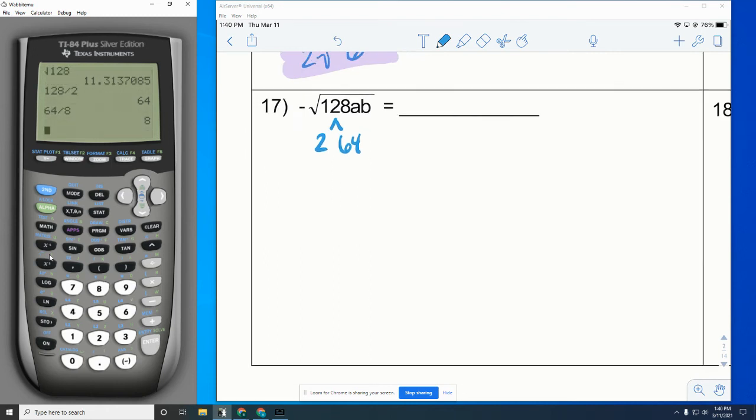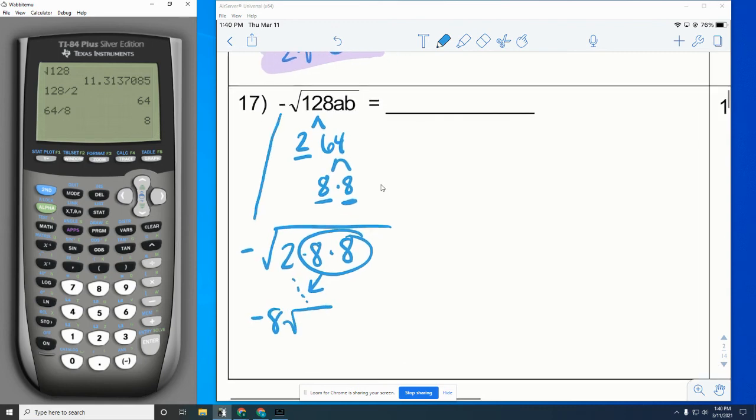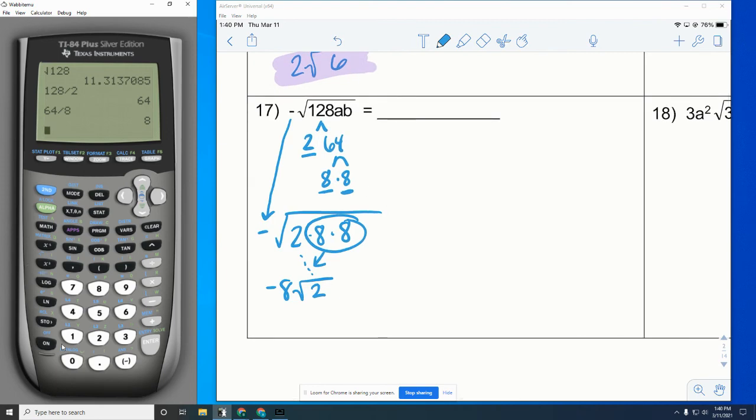64, I notice, is the same thing as 8 times 8. Remember, we're looking for groups of 2. So one thing you can do is stop when you get a pair. Even though you could continue breaking down 8s, you're looking for groups of 2. So it's okay if those groups of 2 are bigger numbers. So we have 2 times 8 times 8. So the 8 will go outside and join that negative that was there. And the 2 will stay inside.